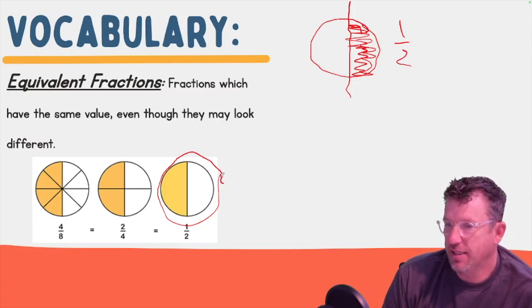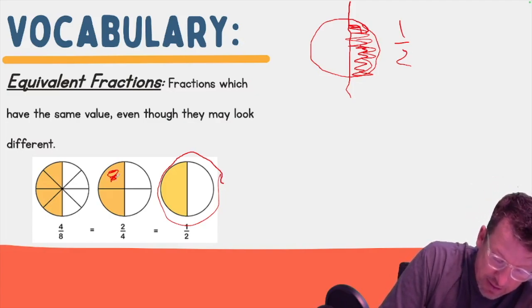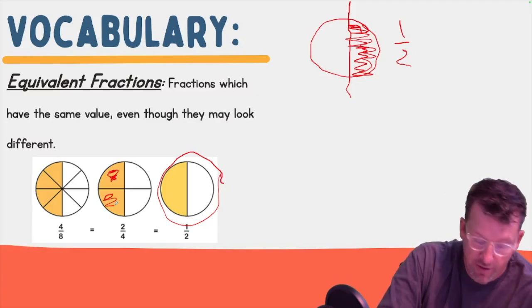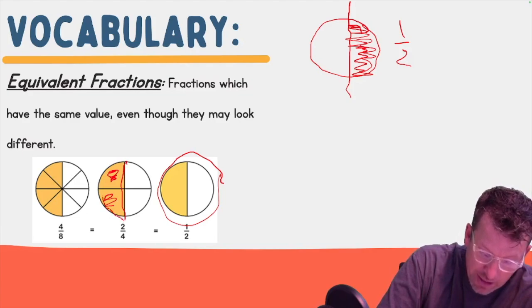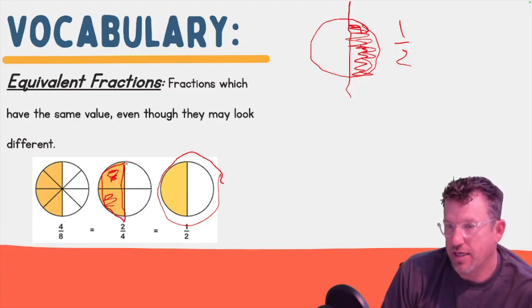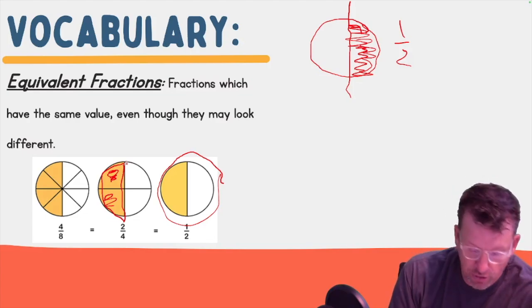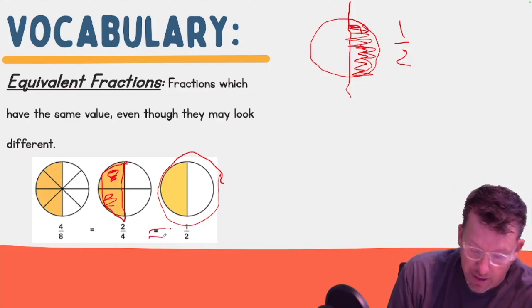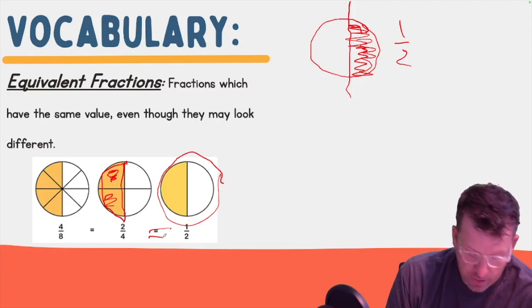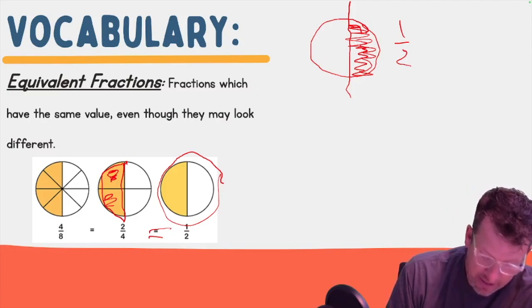So how much of the pizza did I eat? Well, I ate 2 of the pieces, 2 of the pieces out of 4. Now what you're seeing here is that if you look at the yellow or the shaded in parts right there, I still ate the same amount of pizza. So 2/4 is the same thing as 1/2. Are you seeing that?